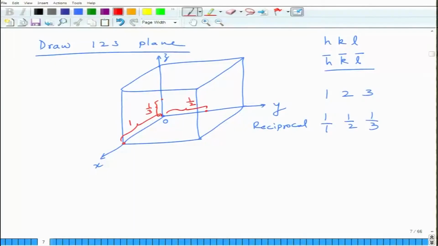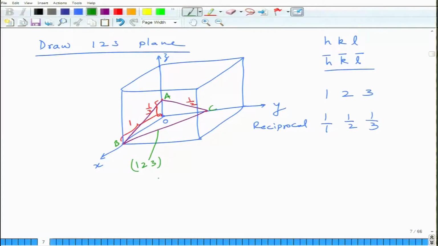So, if I now connect these 3 points, let me just complete this, this is half. So, this is the plane, let us say I define as A, B, C, this is the plane which is called the 1, 2, 3 plane.